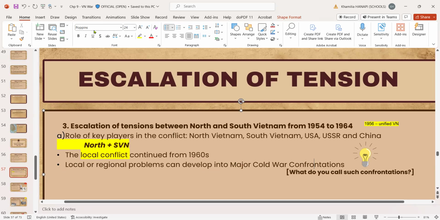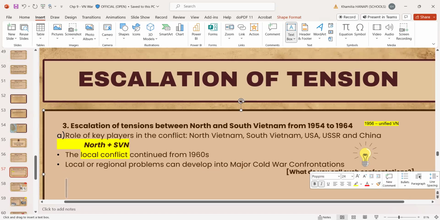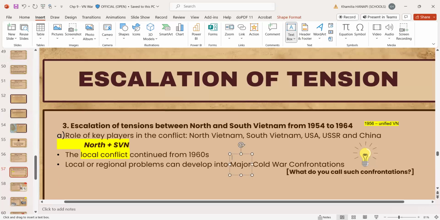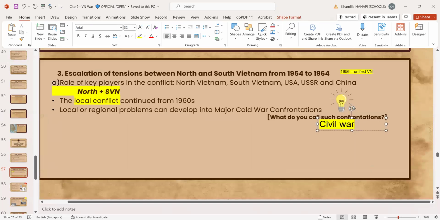We've seen that. So what do you call this kind of confrontation specifically? They are not fighting against big countries, but what this is called is civil war. Civil war means fighting between people in the same country. So what do you call such confrontation? Civil war. This is what we call civil war. Please write it down and highlight whatever I am going through.